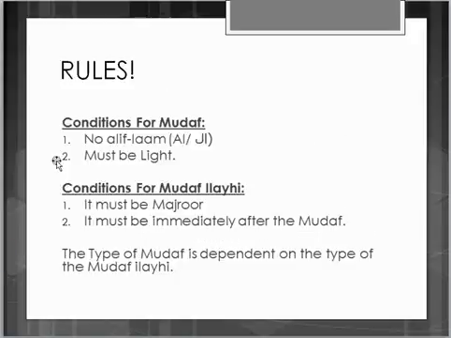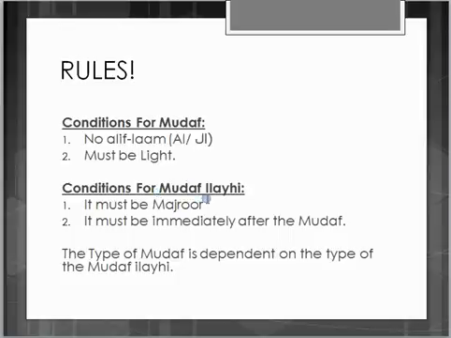What are the rules? For a mudaf, you cannot have any al. That means you cannot have the meaning the. Al-Qur'an will not be mudaf because there's an al. And it must be light. You do remember what light is. Light means it cannot be un, it will be u. It cannot be an, it will be a. Or it cannot be in, it will be i. You do remember light, right? If you don't, please watch the previous video.